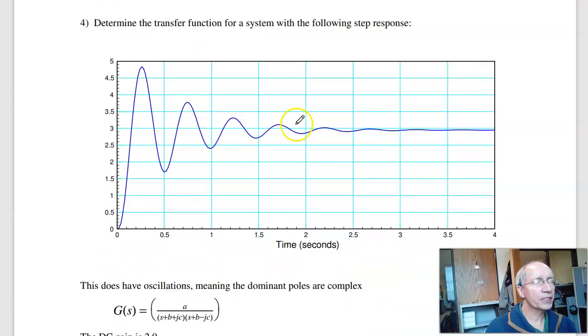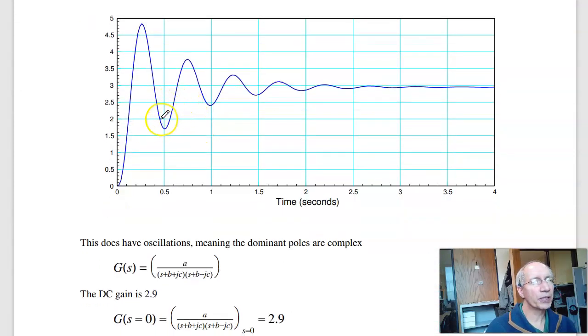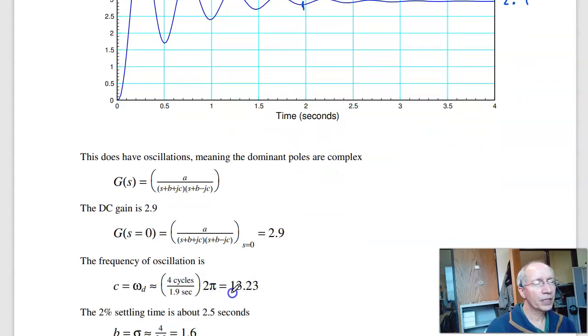And the last one, if this is the step response, what's the transfer function? Now here I know it's second order because it's oscillating. To oscillate I need a complex pole and its complex conjugate. So I need to get three pieces of information off the graph. Here's one of them, the DC gain. DC gain is about 2.9. The frequency of oscillation, I've got a minimum 1, 2, 3, about here. 4 oscillations in about 1.9 seconds. Gives you the complex part of the pole of 13.23.